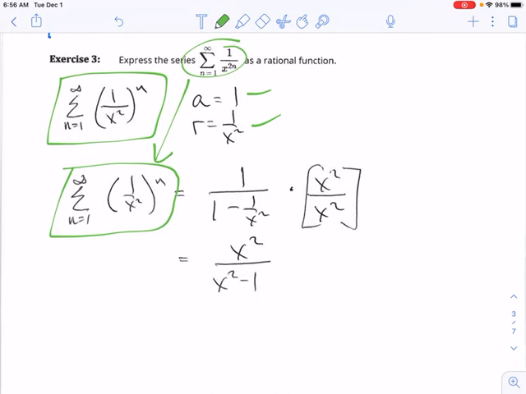Now we can write the sum. Well, a is 1, and then 1 minus r, and then we want to simplify that. We can simplify that by multiplying the numerator and the denominator by x squared to end up with this, and voila. That is a rational function. And so that would be our answer to this particular problem.